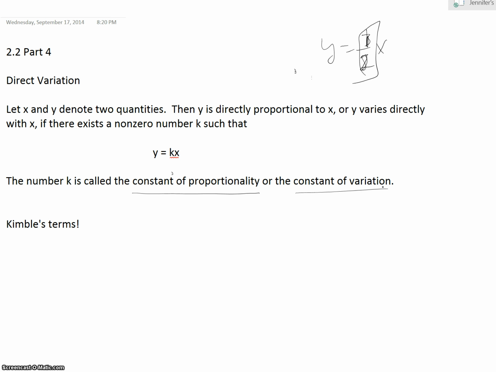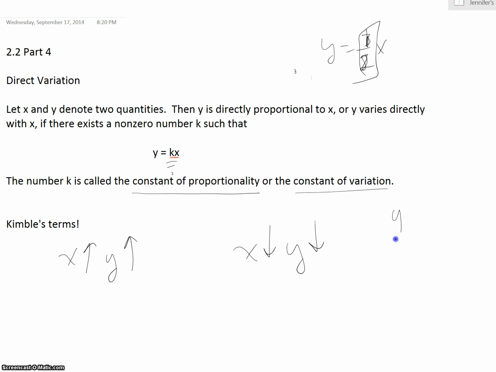And I just want to put what they just said in layman's terms. In layman's terms, it says, if the x increases, the y is also going to increase. If the x decreases, the y is also going to decrease. And how is it going to increase or decrease? It's going to increase or decrease based on what that constant of proportionality is.